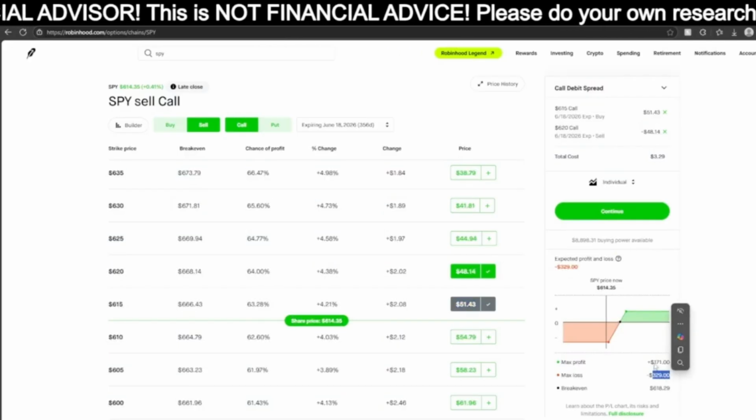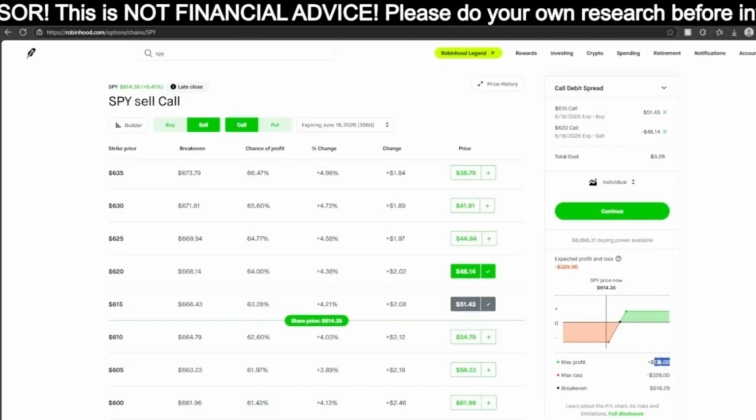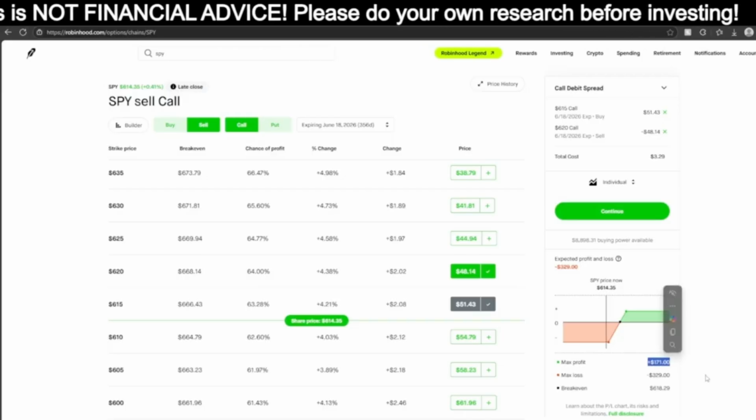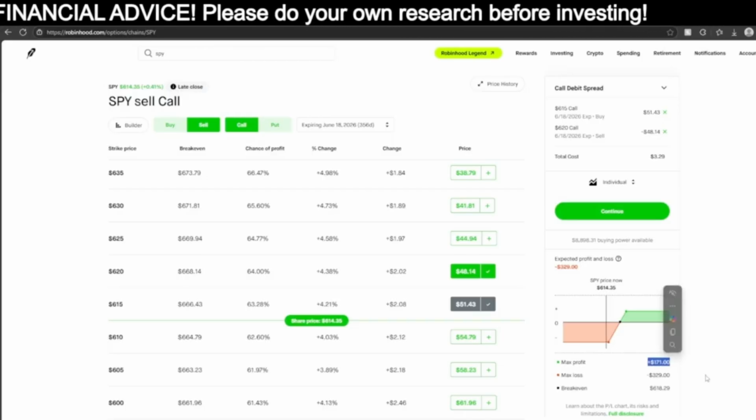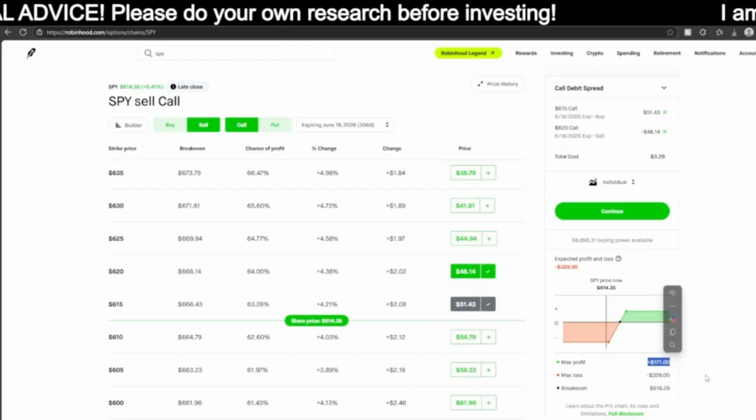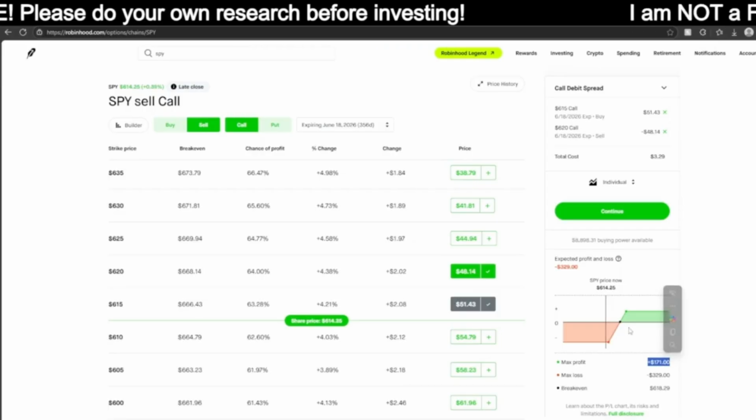$300 loss, $170 profit. Still a very good return. 171 out of $500. You're looking at close to 40% return in about a year, which is absolutely amazing. And you're just hoping that SPY goes up.